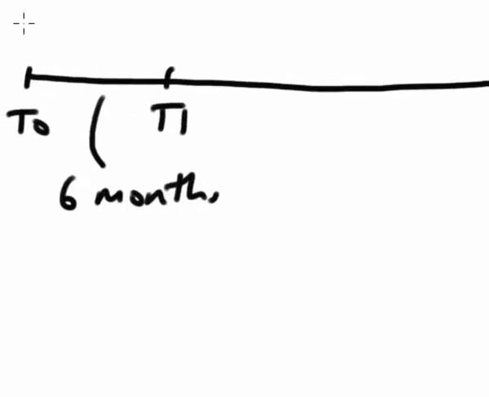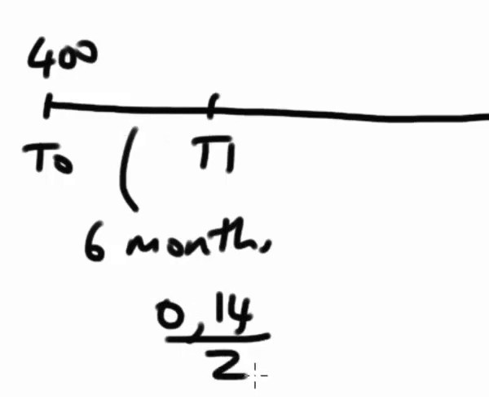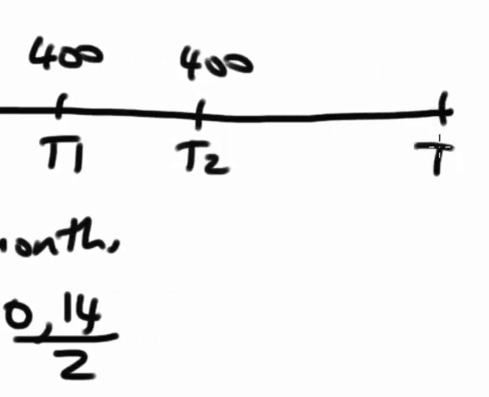If I draw a timeline, remember we're going half yearly, so this is a period of 6 months. She puts 400 Rand in at the beginning. She starts off by putting 400 Rand into the account, at 14% half yearly, so it's twice in the year. It says 6 months later, which is there, she puts another 400 Rand in. 6 months after this, another 400 Rand. And she keeps going. She does this for a period of 9 years.